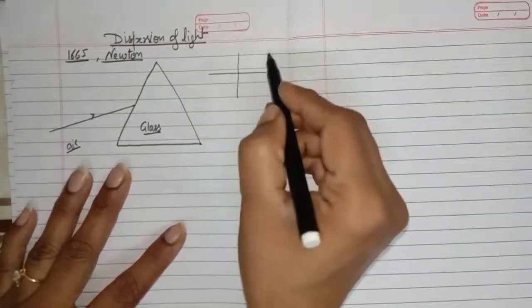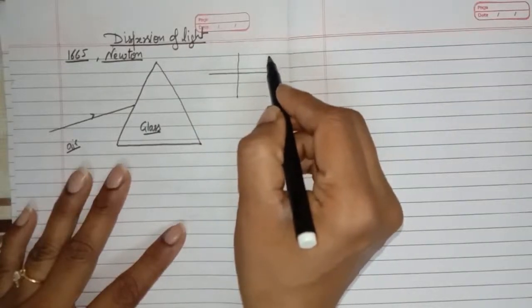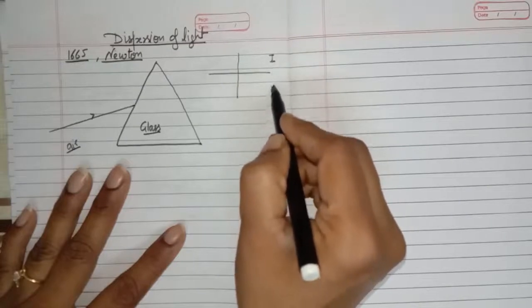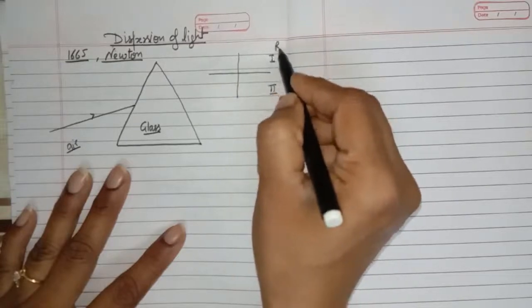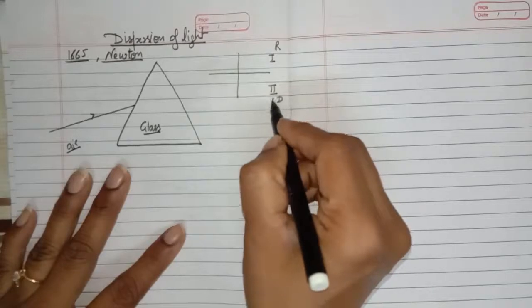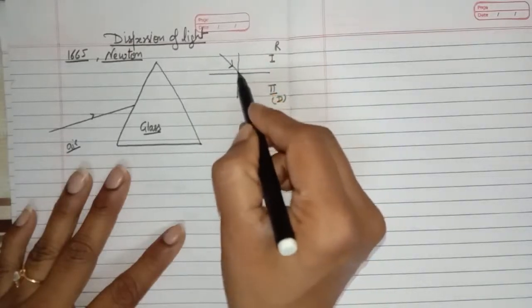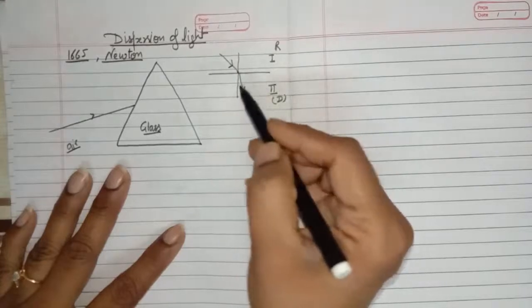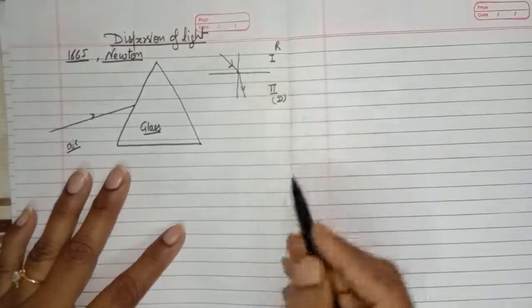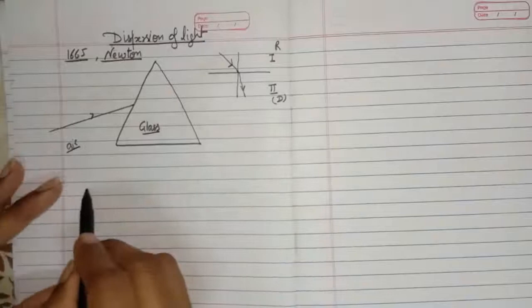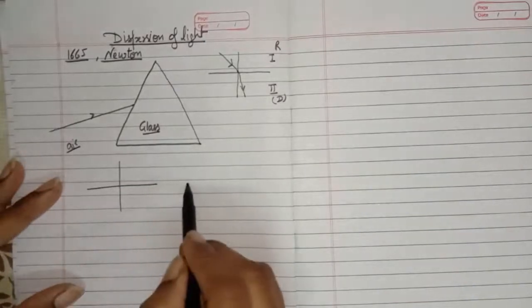That is, when light passes from medium 1 to medium 2, suppose medium 1 is the rarer medium and medium 2 is the denser medium. What will happen? We know that the light bends towards the normal. And on which factor does this bending depend? How can you tell whether the light will bend more or less?